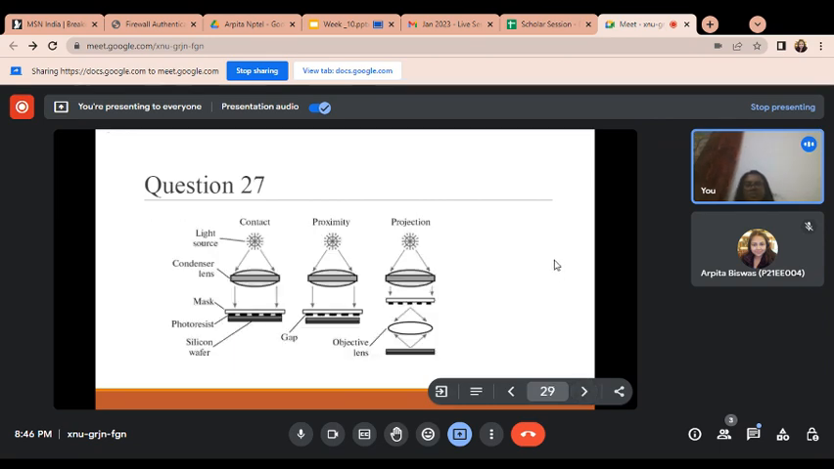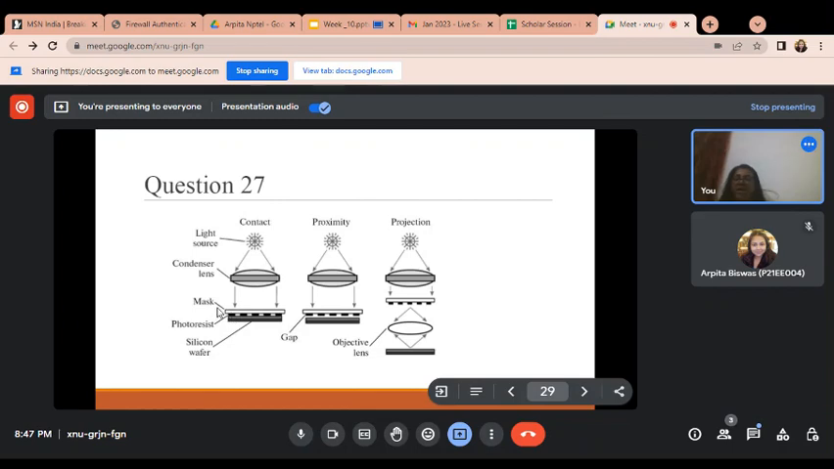So here we are discussing some of the optical lithography, printing lithography processes. In the first figure we can discuss some optical printing lithography processes. First one is the contact lithography, second one is the proximity, and third one is the projection. So here the light source is present, and then a condenser lens is present, through which the light is passing.